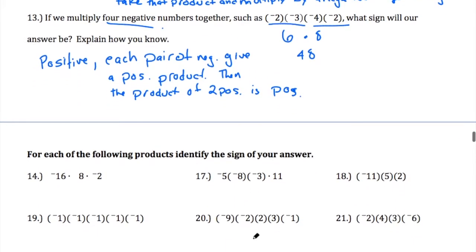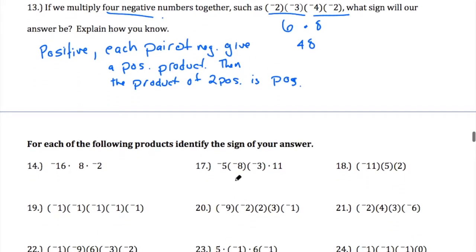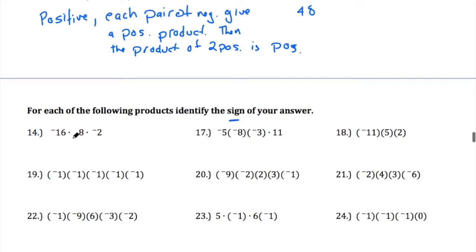So let's try to do this quickly. We're not looking for the answer. I'm just looking for the sign of our answer. So in number 14, negative 16, positive 8, negative 2. Will this number be positive or negative? So if you kind of think about, we could do these two first. A negative times a negative gives us a positive, and then a positive times a positive is positive. It's positive. Okay, we could do these two. That's going to give us a positive. And then these two, that's going to give us a negative. And if we take a positive times a negative, we're going to get a negative, of course. Stop me when I do silly things like that.